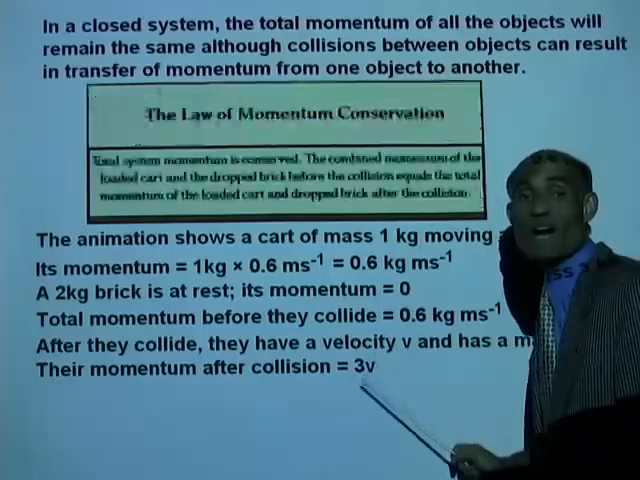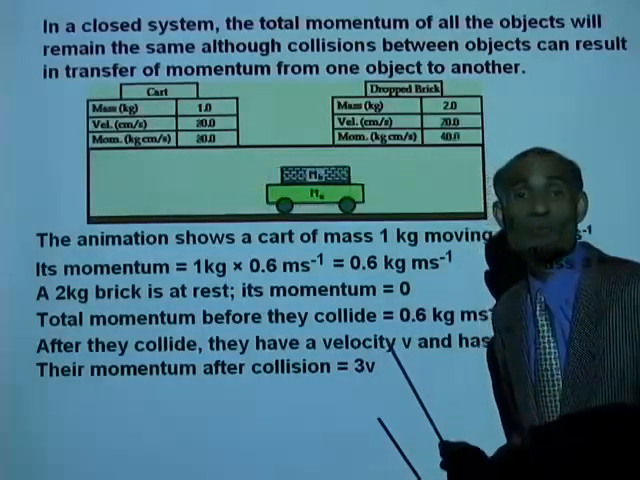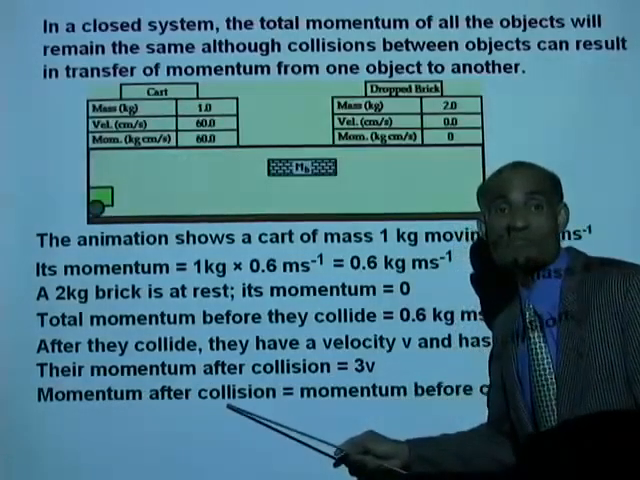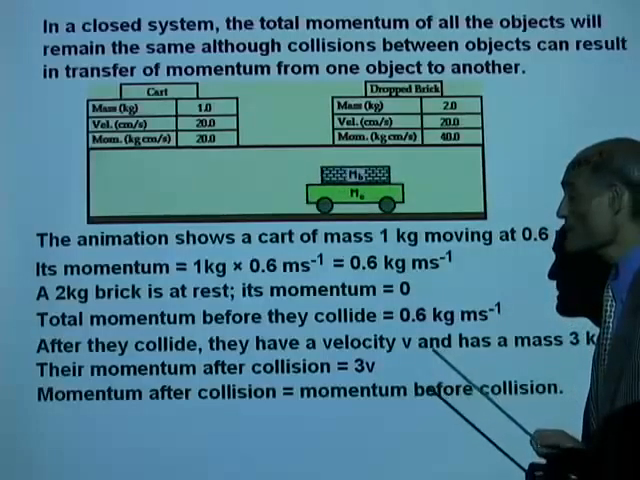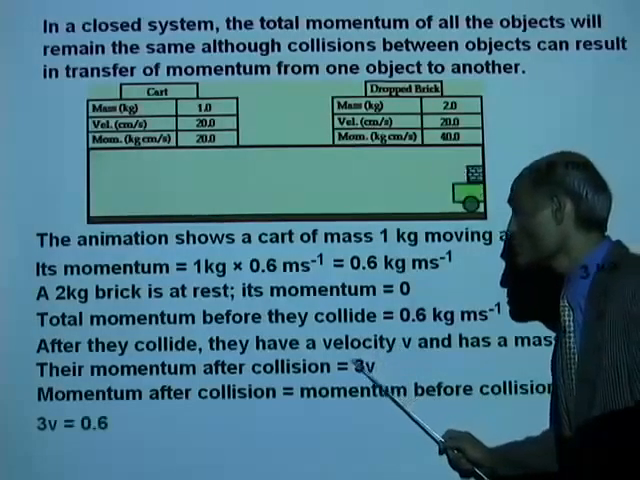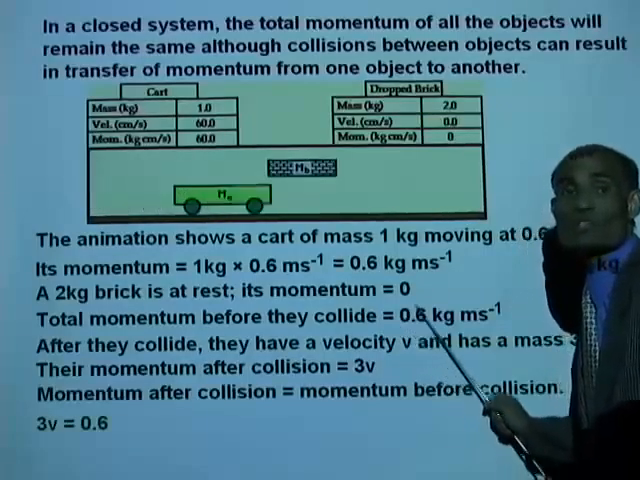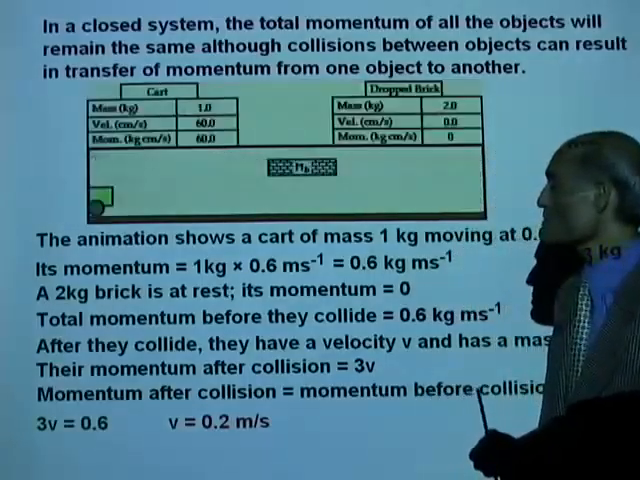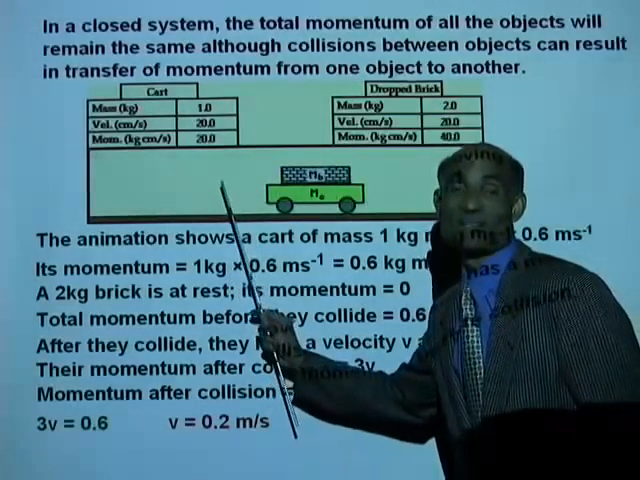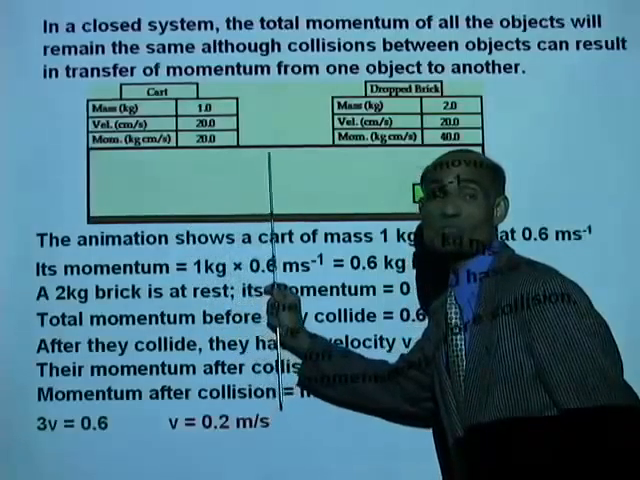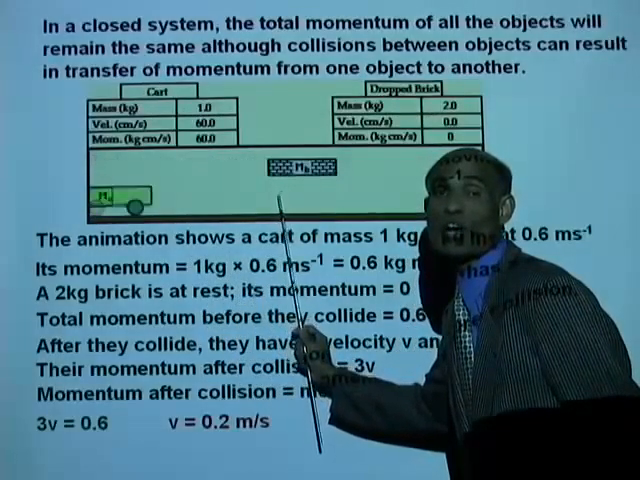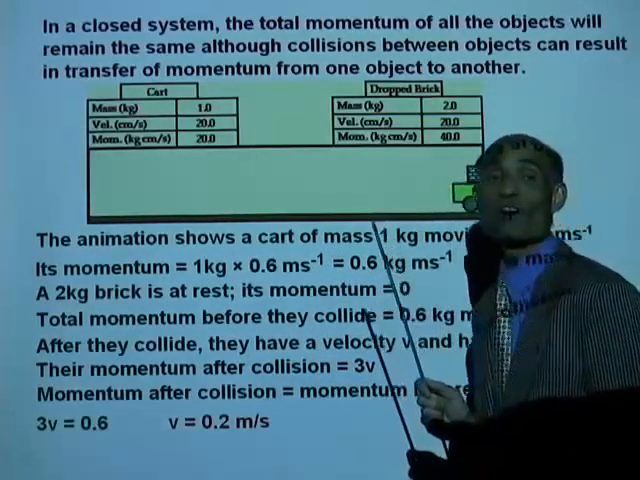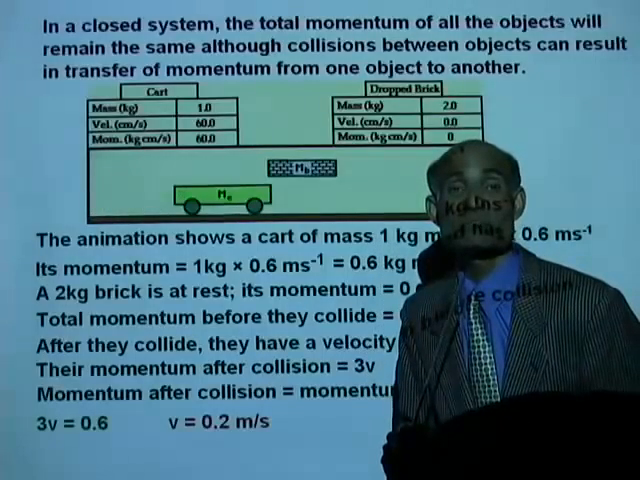That means we can now use the conservation of momentum to figure out that v. How? Momentum after collision equals momentum before collision, which means 3v equals 0.6. Therefore, v equals 0.2 meter per second. That means after the brick has been deposited, the cart and the brick as a system will move with a velocity of 0.2 meter per second.